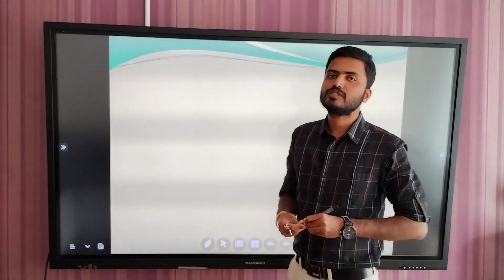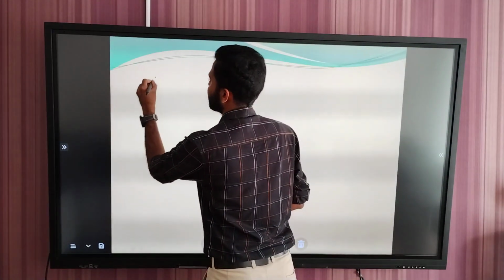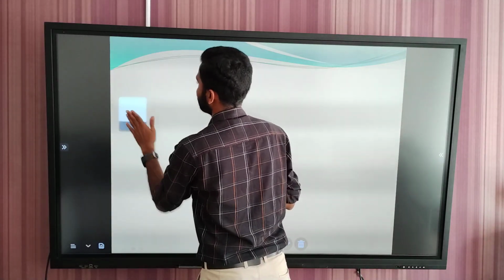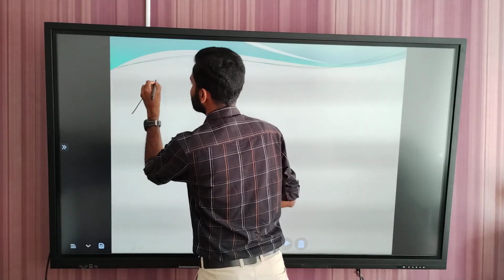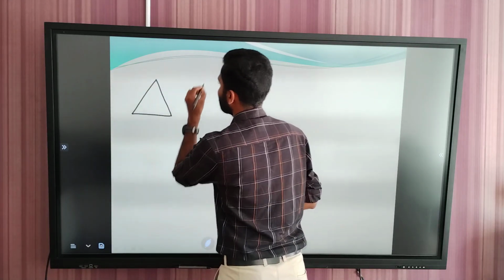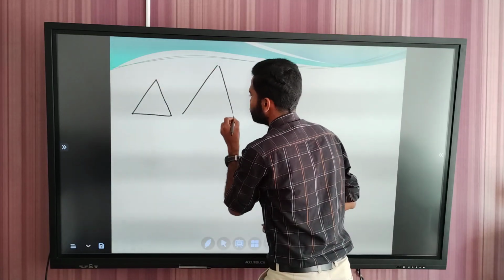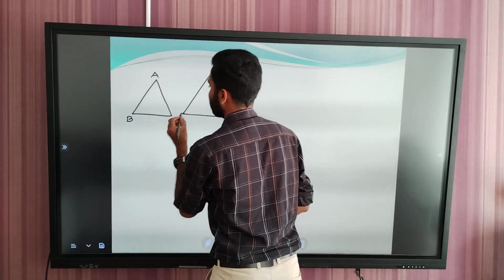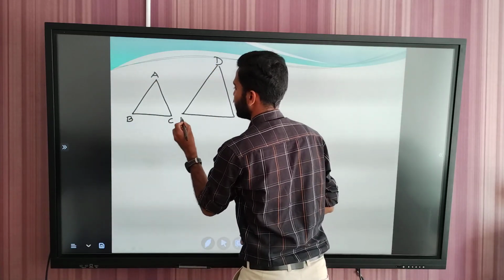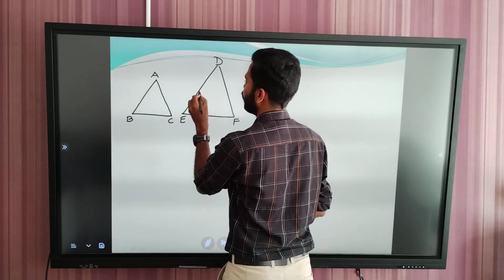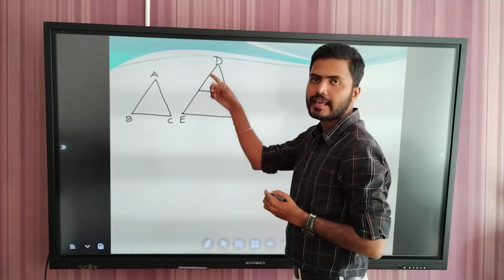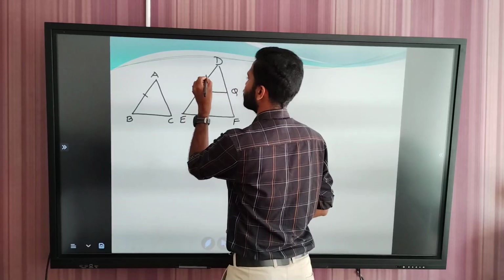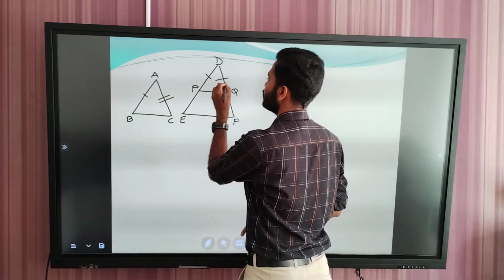Alright. So now my dear students, let me again just draw these triangles here so that you don't get confused. So triangle ABC, and another triangle DEF. Triangle ABC, triangle DEF, and we have taken two points on DE and DF such that AB is equal to DP and AC is equal to DQ.